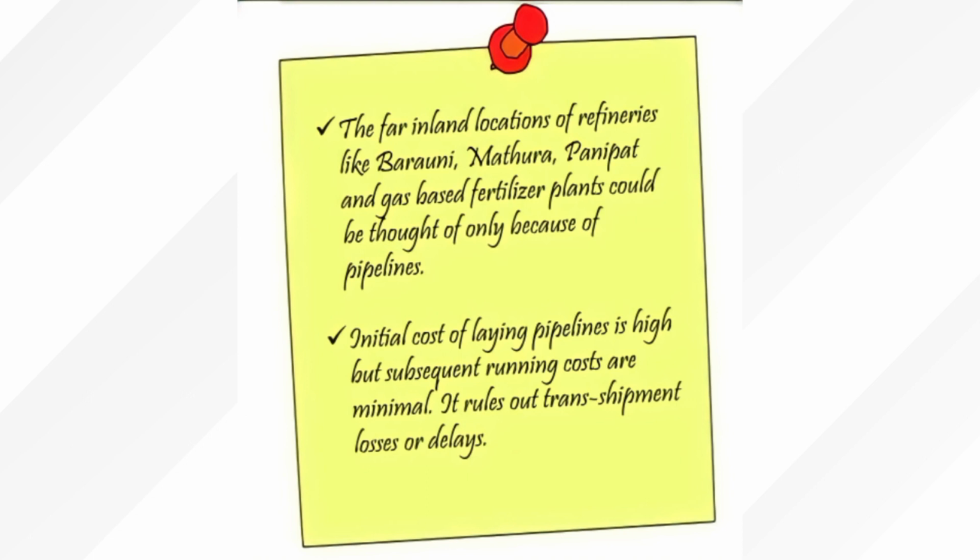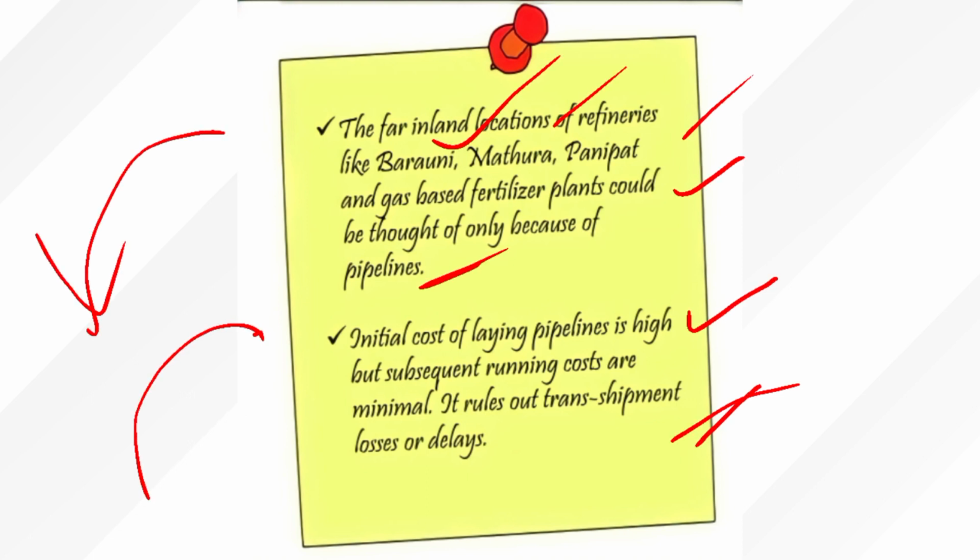For the inland locations of refineries like Barauni, Mathura, Panipat, gas based fertilizer plants could be thought only because of the pipelines, only they could carry the material, so the plants came into existence. No doubt the initial cost of laying the pipeline is high, but there is no maintenance cost as such. So the running and maintenance is very minimal. It rules out the transshipment losses or delays. No loading and unloading. This is very less. And no leakage. These are all the advantages.